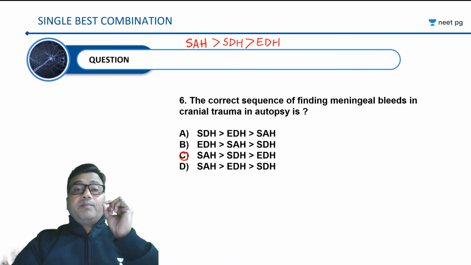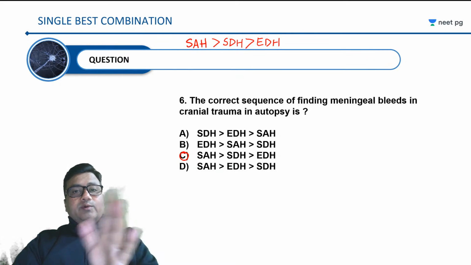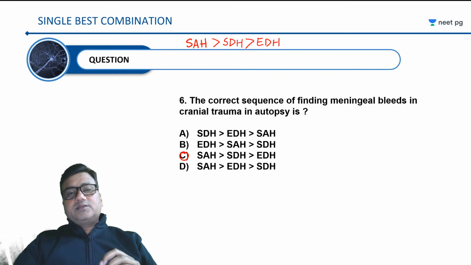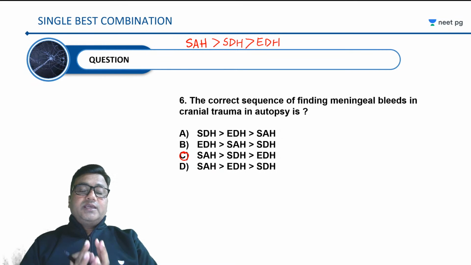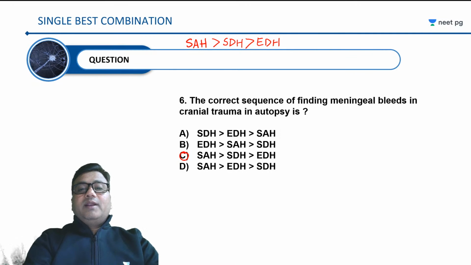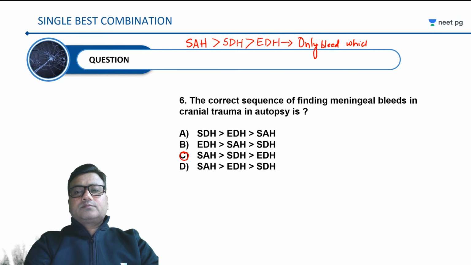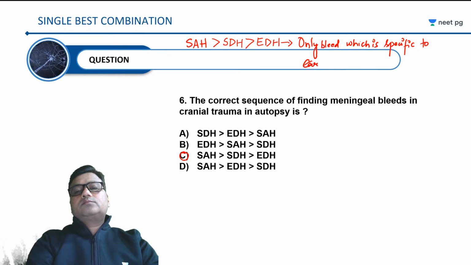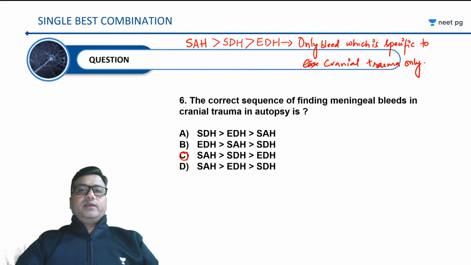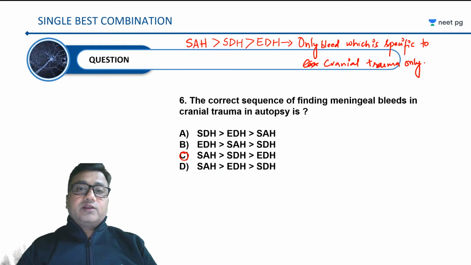But then you need to remember one very important thing. Although the sequence is correct, extradural hemorrhage, as we see, is the least common bleed seen in cranial traumas during autopsy. But extradural bleed is the only bleed which is specific to cranial trauma only.